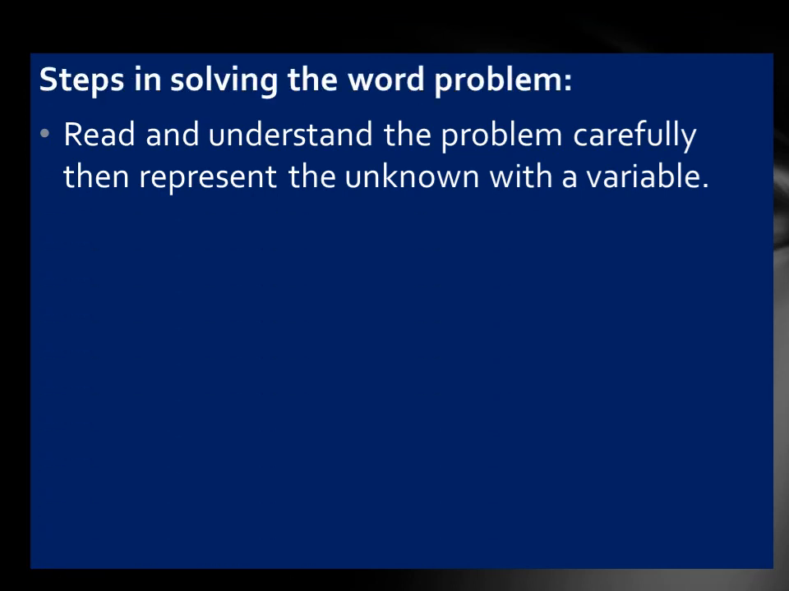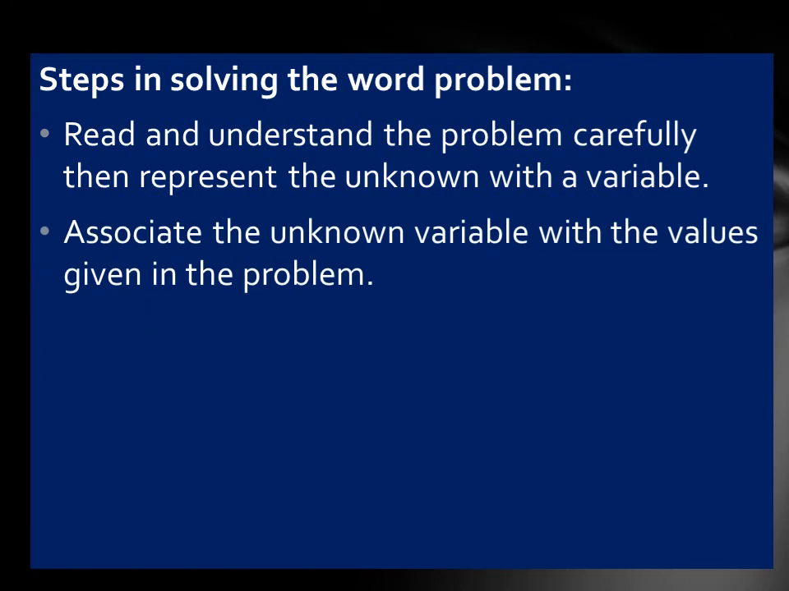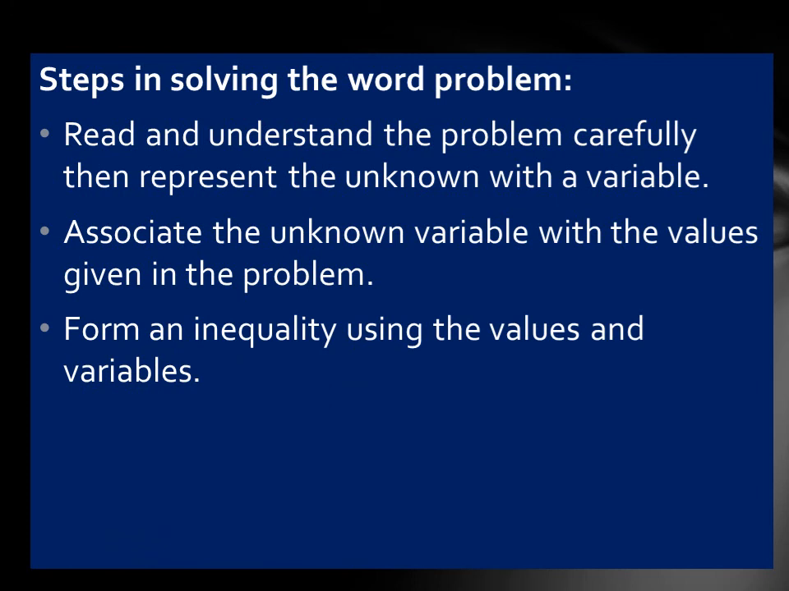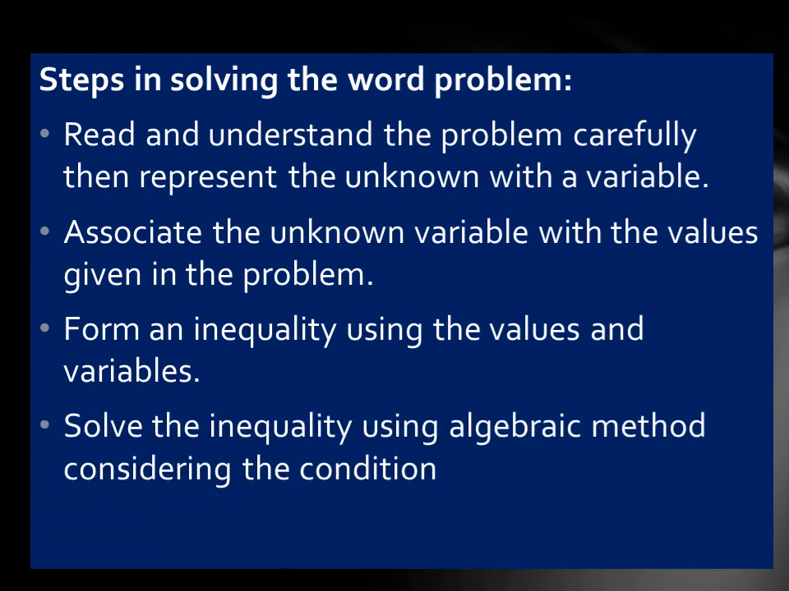Here are the steps in solving the word problem. First, read and understand the problem carefully, then represent the unknown with a variable. Then, associate the unknown variable with the values given in the problem. Next, form an inequality using the values and variables. Solve the inequality using algebraic methods considering the condition. And lastly, prove and check the answers.